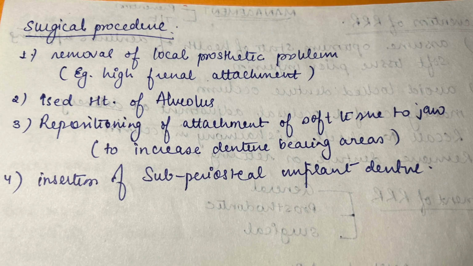The surgical processes used to increase the retention and reduce the residual ridge resorption can be increasing the height of the alveolus, and if high frenal attachments are present, removing the frenal attachment. That is, we can do pre-prosthetic surgeries, repositioning of the attachment of soft tissues of the mouth to the jaw. It is done to increase the denture bearing areas. Subperiosteal implant denture insertion can also be done.